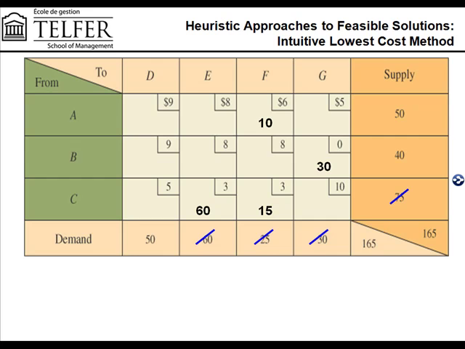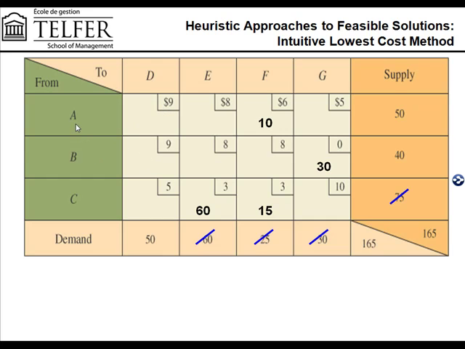So you have 3 cells now which have a cost of $8 associated with it. You don't need to do anything for these 2 cells from A to E or B to E, because E's requirements have already been satisfied. Similarly, you don't need to do anything from B to F because F's demand has already been satisfied as well. Move on from the $8 cost to the $9 cost that you have. From A to D, there's a $9 cost. From B to D, there's a $9 cost as well.